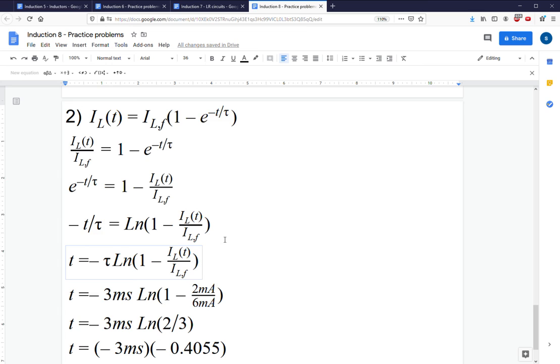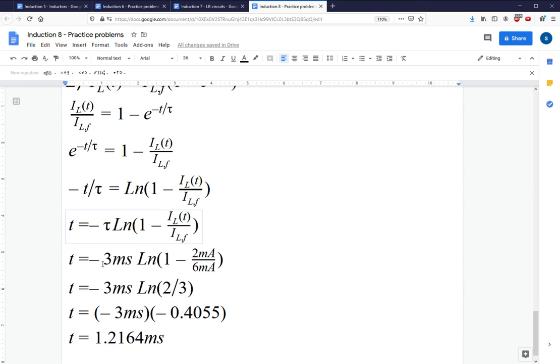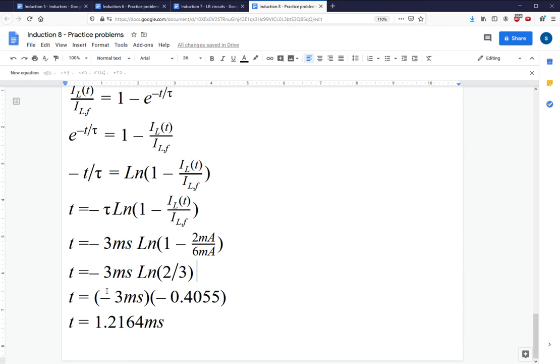At this point, plug them in. Tau is 3 milliseconds. The current at the time we're looking for is 2 milliamps. The final current is 6 milliamps. 2 milliamps over 6 milliamps is 1/3. 1 minus 1/3 becomes 2/3. And so the time is negative 3 milliseconds times the natural logarithm of 2/3. ln of 2/3 is negative 0.4055. And so the current is 2 milliamps when time is 1.216 milliseconds.